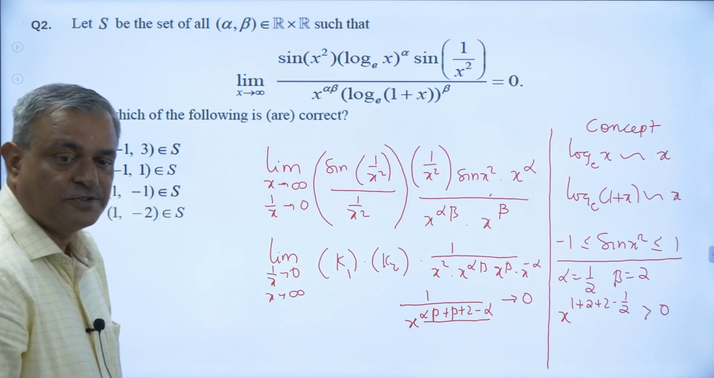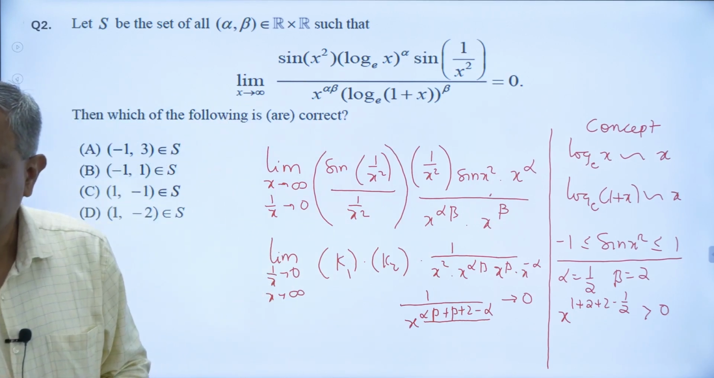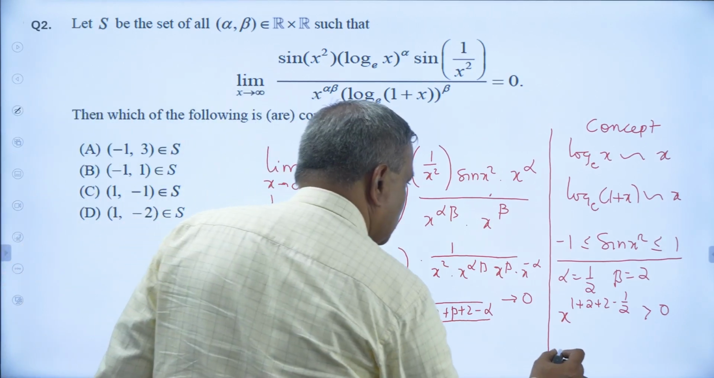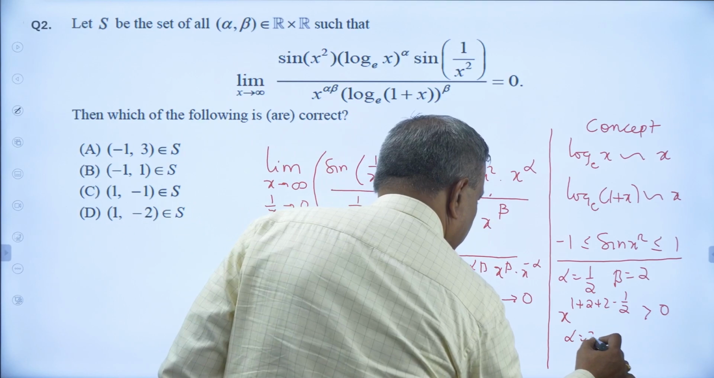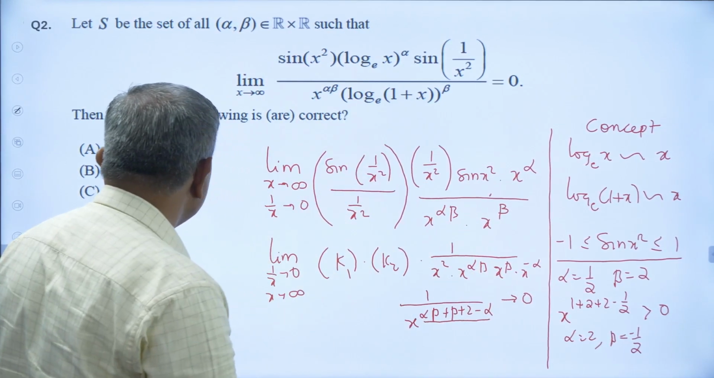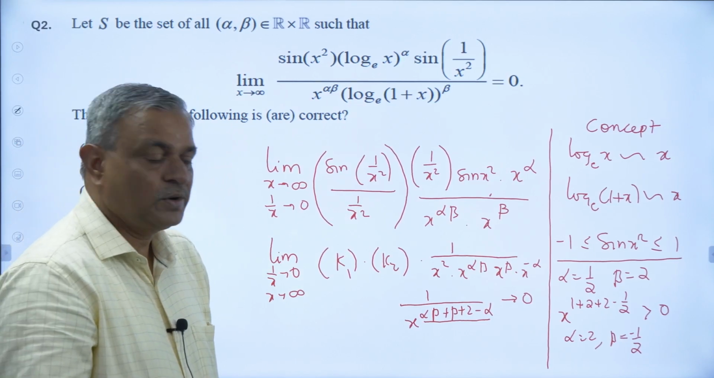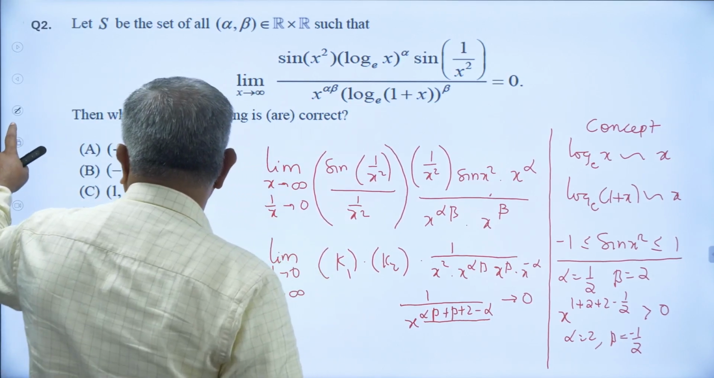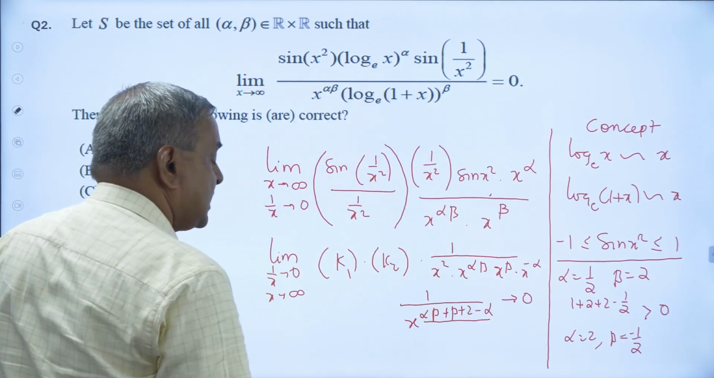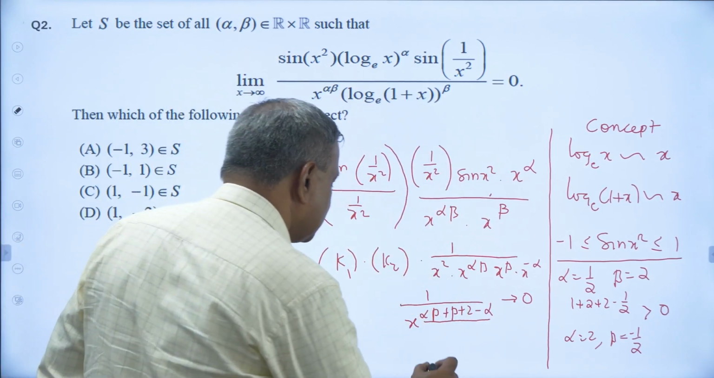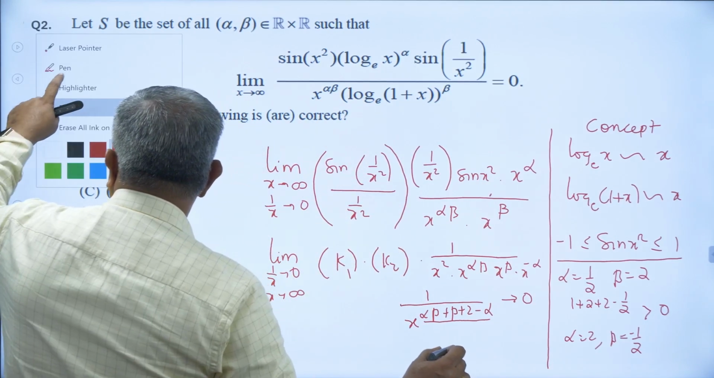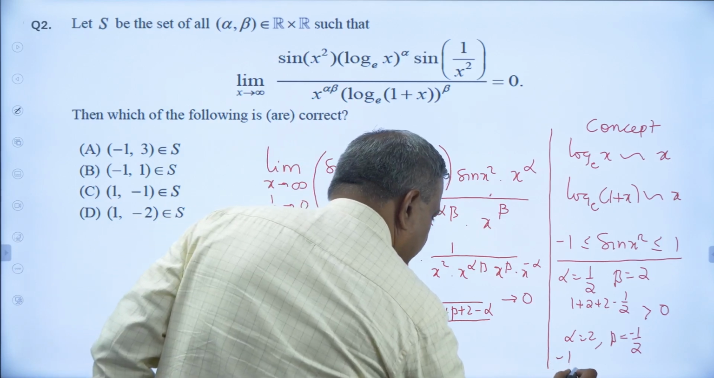Let us check the other values. Okay, what are the other values? See, if I take alpha equal to 2, beta equal to minus 1 by 2. Okay, what we get? I'll remove this x first. Alpha is equal to minus 1 by 2. So, what happens to this value? This value will become minus 1.